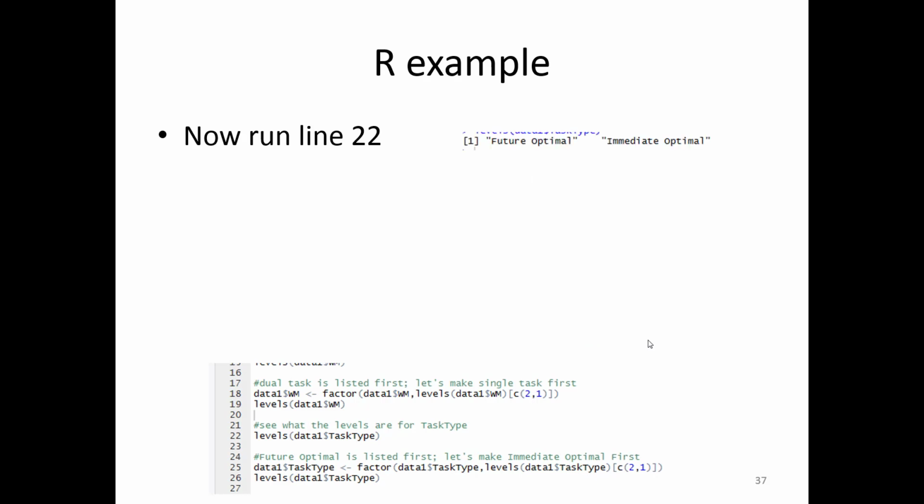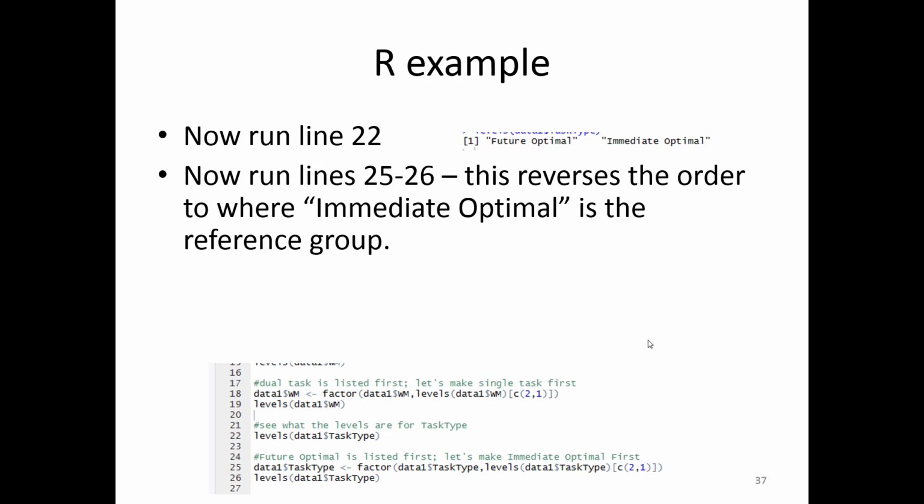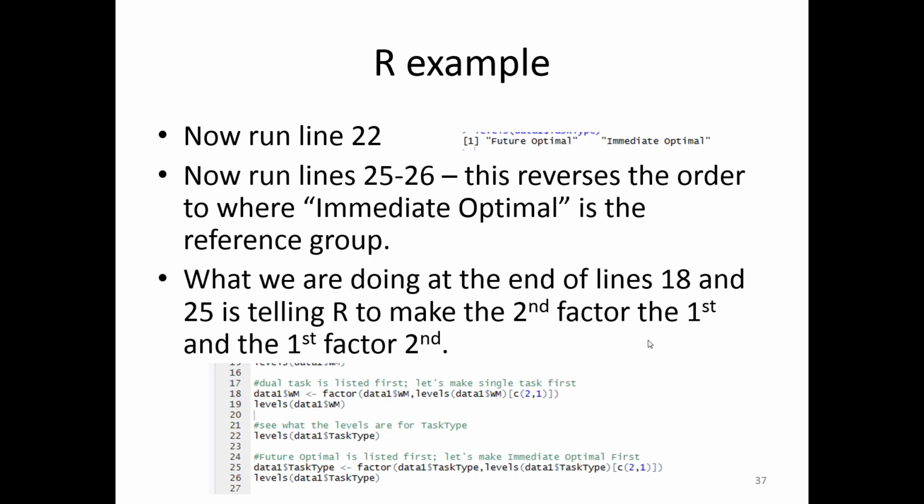Now run line 22. So we can see that future optimal is first, and then immediate optimal, because F comes before I. So let's reorder that. Most decision-making tasks probably would be like immediate optimal, where you're just trying to maximize immediate reward rather than having any of this kind of delay discounting effect in. So we'll use that as the reference group. So if you run lines 25 and 26, this reverses the order to where immediate optimal is the reference group. So what we're doing at the end of lines 18 and 25 is just telling R to make the second factor the first and the first factor the second.